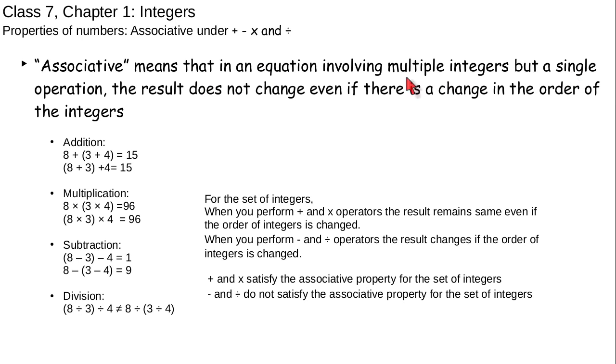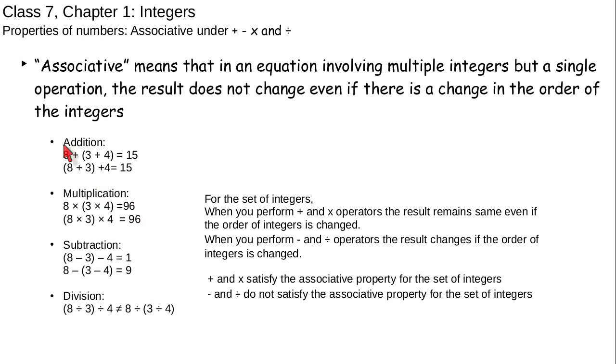What we mean is there could be many different integers in an equation, but the operation is just one. That means there could be 3, 4, 5 integers which are different from each other in an equation, but all of them have either addition or multiplication or subtraction or division between them. Now let's see what happens in that situation.